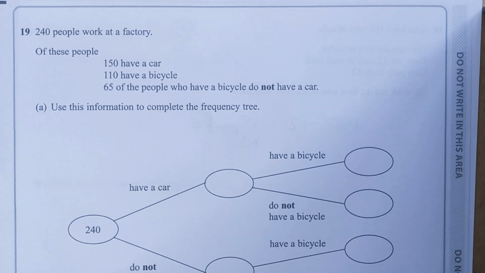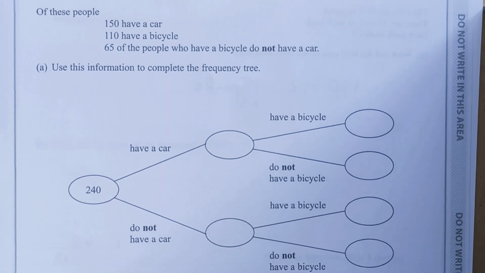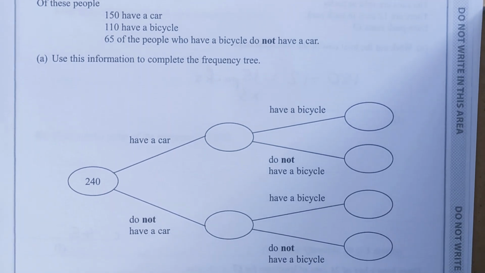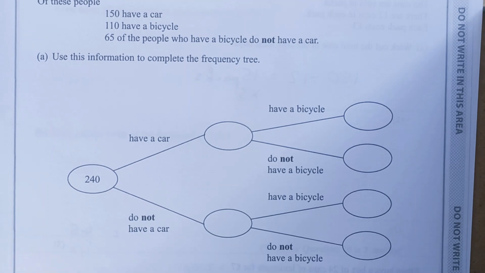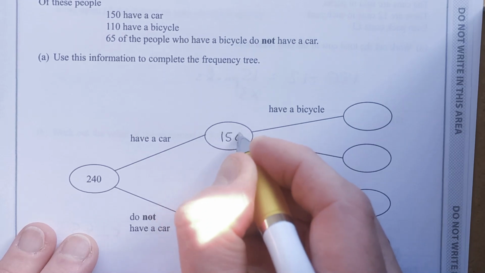Question 19. 240 people work at a factory. Of these, 150 have a car, 110 have a bicycle, 65 of the people who have a bicycle do not have a car. Use this information to complete the frequency tree. So let's move this up so we can get the frequency tree in there. Yeah, that's it. We can chop off the 240 because we've got it here. So 150 people have a car. We'll put that in there.